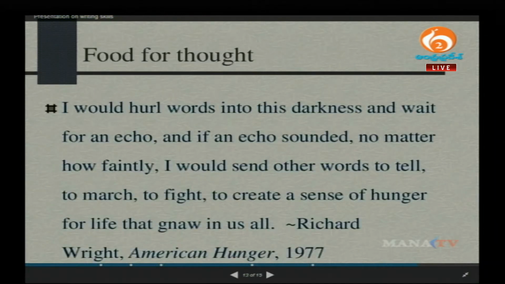Okay. Now, food for thought. I would hurl words into this darkness and wait for an echo. And if an echo sounded, no matter how faintly, I would send other words to tell, to march, to fight, to create a sense of hunger for life that gnaws in us all. So this is one of the texts which has been captured by Richard Wright, in American Hunger, who is known for his written communication skills.